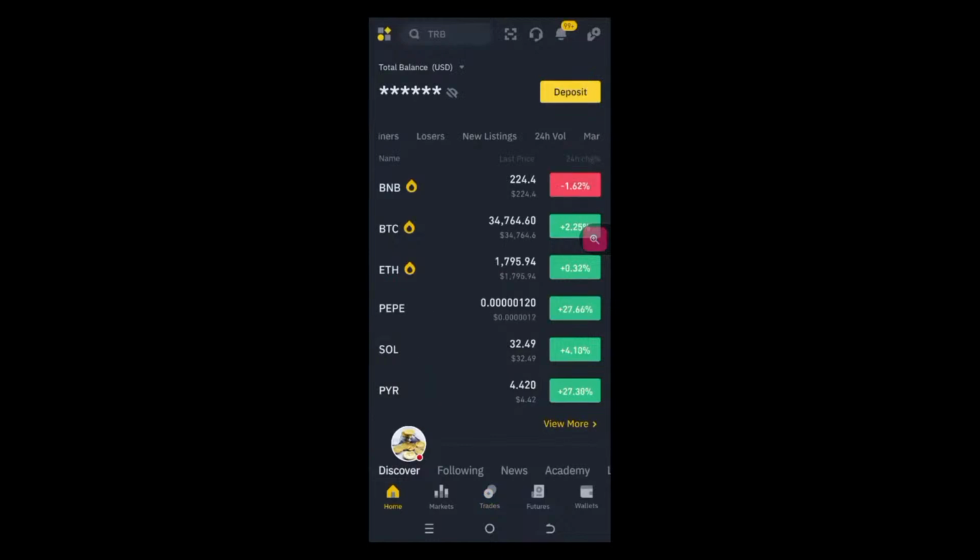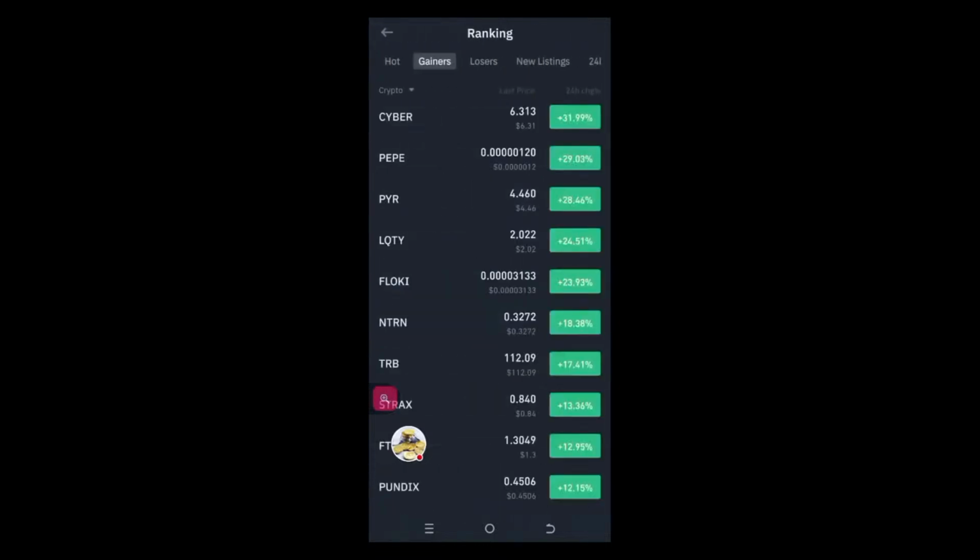So that's the concept behind choosing either gainers, losers, or new listings. But I'm going to go with gainers. The reason why I love to go with gainers is that, not as if I'm so sure, but coupled with technical analysis, I should be able to get it right. So let's go ahead and do this.